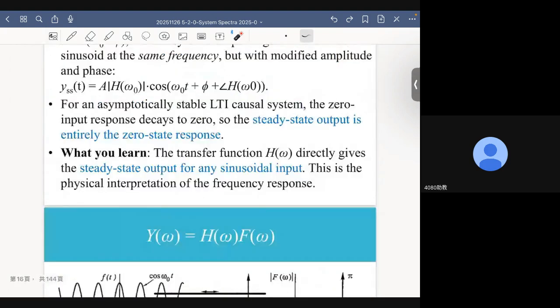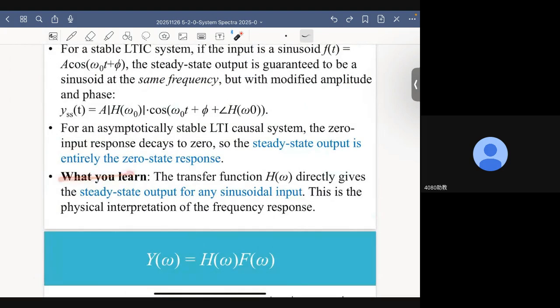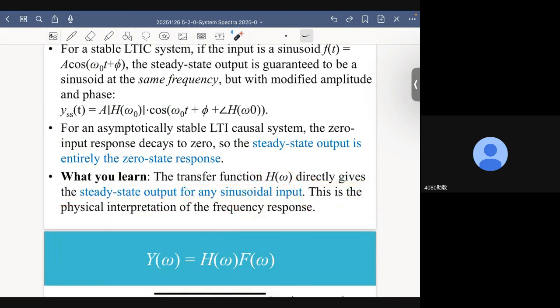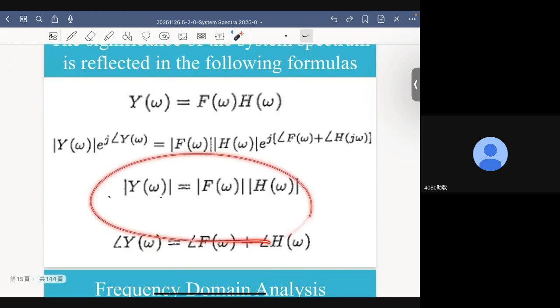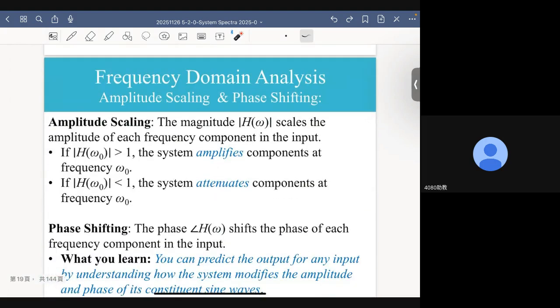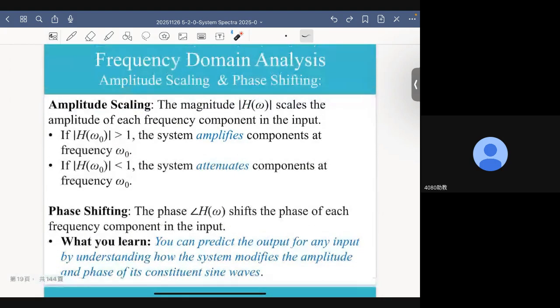All right. So what we learned here is that the transfer function H(omega) directly gives the steady state output for any sinusoidal input. This is the physical interpretation of the frequency response, okay? So this is the physical interpretation of the frequency response, all right? It all comes down to these two equations, all right? Okay, let's go one step further, okay?